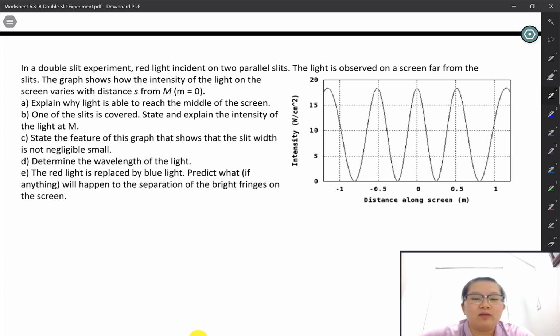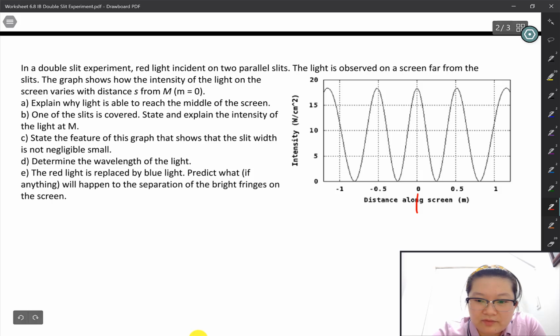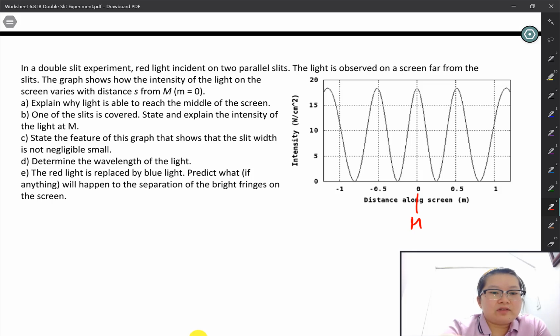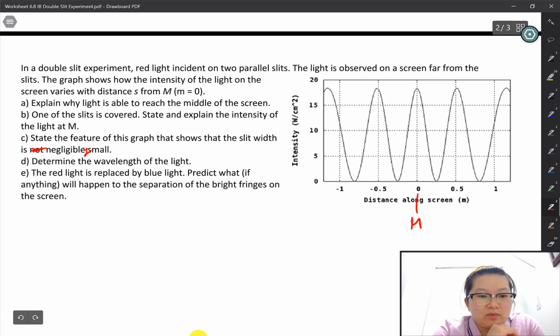Before we start this example, there's a few typos I just want to fix. First of all, there's not a lot of pictures here, so there's some things that are missing. So we're going to have to assume that's from the middle, and I think what happened was there was some combination of question with diagrams, so things might not match here. The other one is state the feature of this graph that shows that the slit width is negligibly small. Determine the wavelength of light. The red light is then replaced by blue light. Predict what would happen to the separation of fringes on the screen.